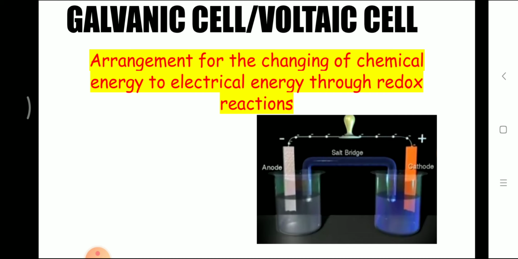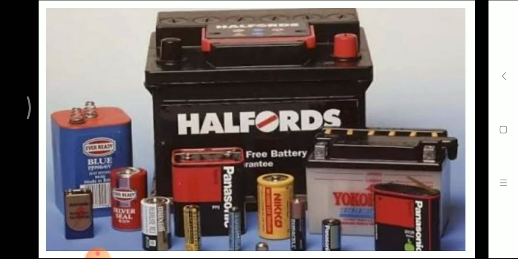Okay, so many apparatus in our daily life work on the principle of the galvanic cell or voltaic cell. Here you can see so many batteries, all of them are for producing electricity. Inside them so many chemical reactions are happening. These are examples of the galvanic cell or voltaic cell. Then how are the reactions happening? We will explain it in detail.